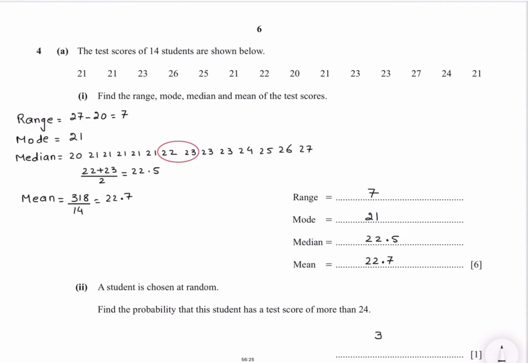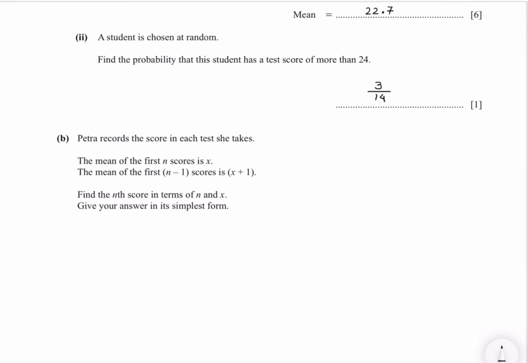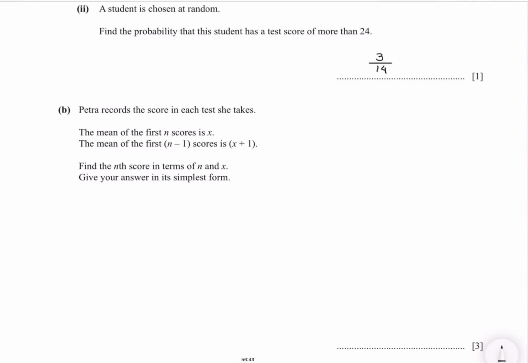A student is chosen at random. Find the probability that this student has a test score of more than 24. More than 24, there are 3 values. So 3 over 14.